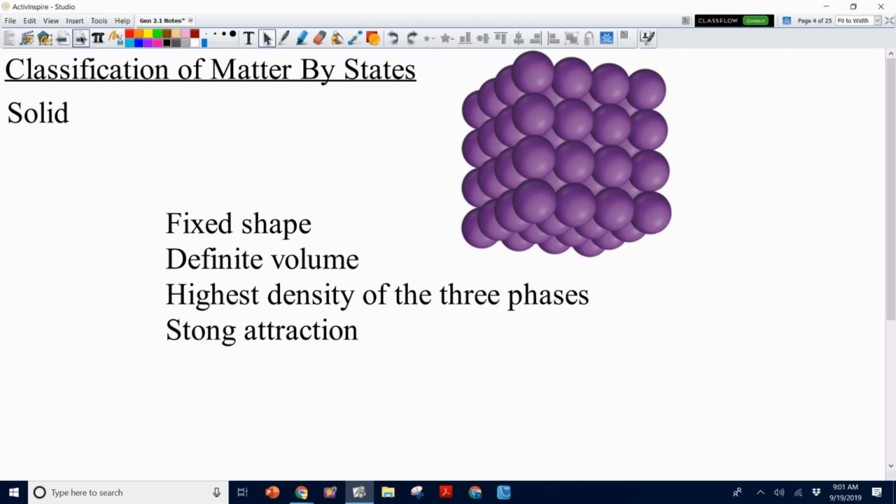So this is a solid. You can see the little atoms there in a solid. They're all very, very close together, if not touching, and they are in a pattern. So solids have a fixed shape. Think of a solid like a cube or a rock or the table. It has a fixed shape. It doesn't change its shape unless we do something to it, like cut it. It has a definite volume. It is the highest density of the three phases. And there is a strong attraction between the atoms or molecules in that substance, a strong attraction that holds them very close together.